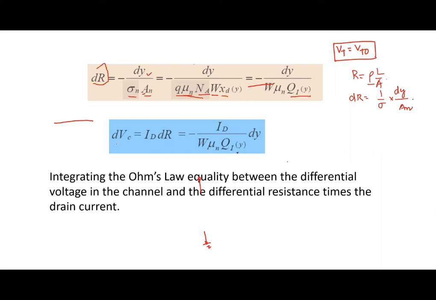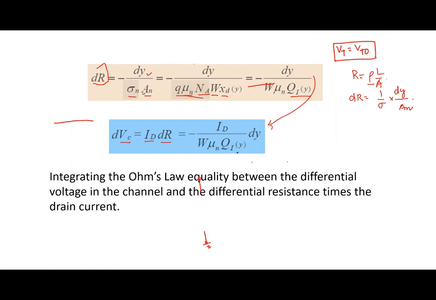Then your voltage in the channel is being given by drain current into resistance, and ID is equal to dVc over dR, and you solve it, you substitute this particular thing, you get.